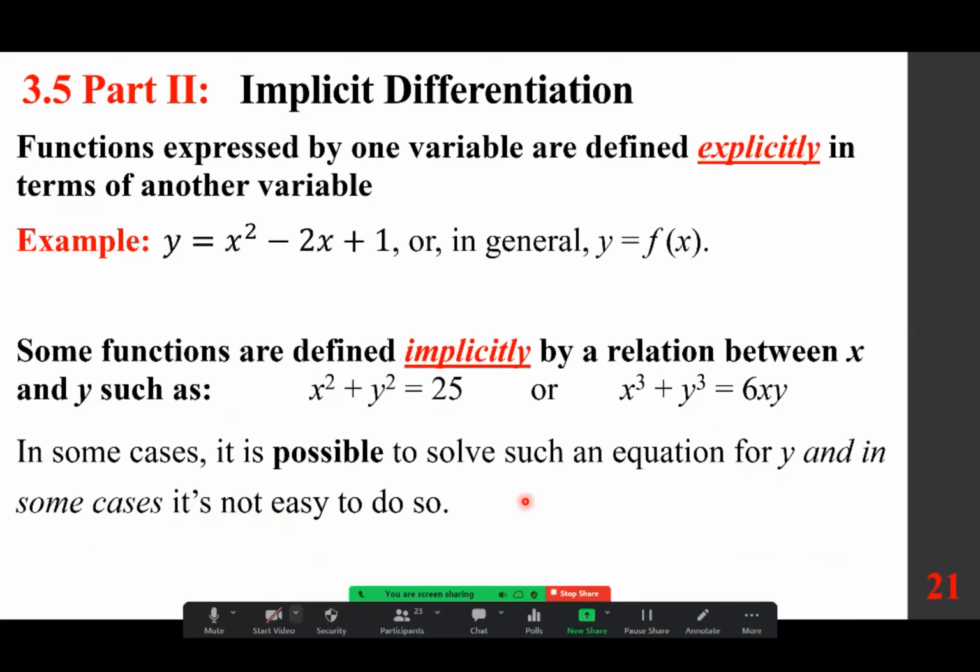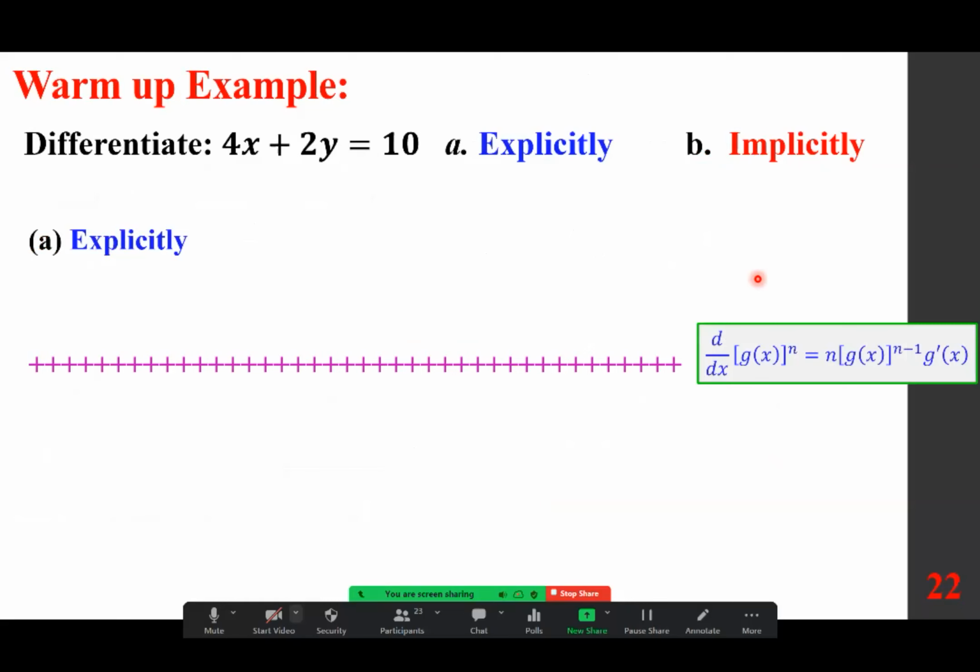That's why we discuss implicit differentiation. So starting with a very simple example, as a warm-up example, we want to differentiate 4x plus 2y equals 10. We want to do it explicitly as well as implicitly. Explicitly, it simply means solve for y.